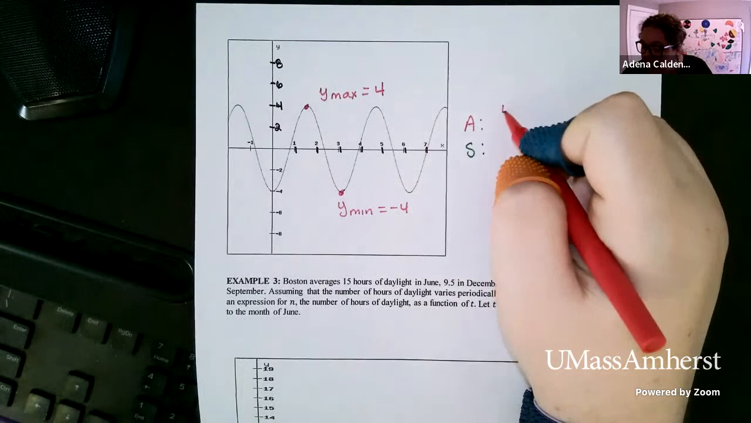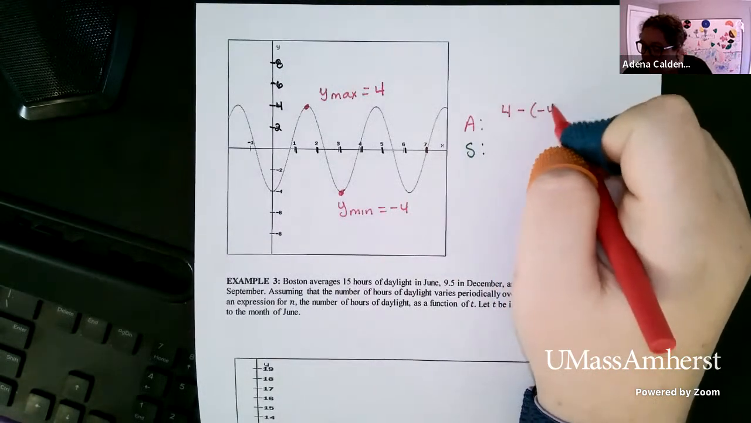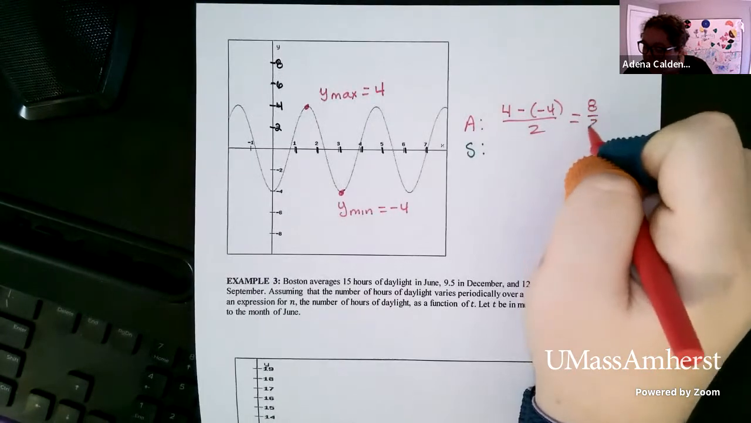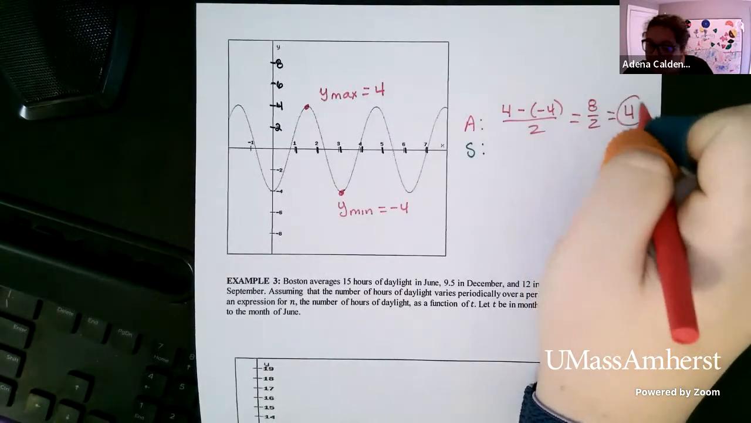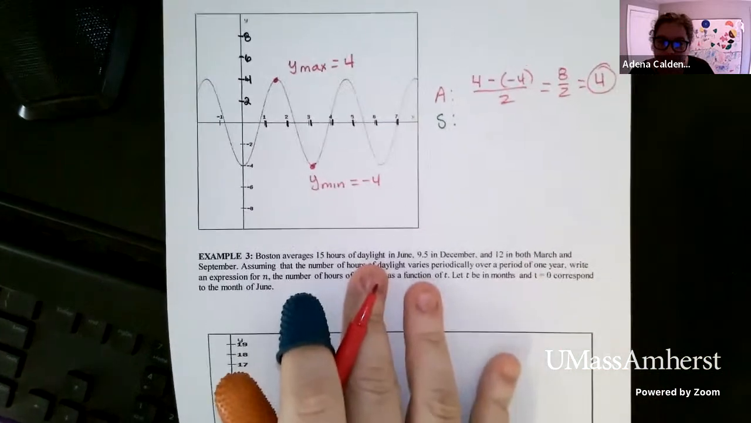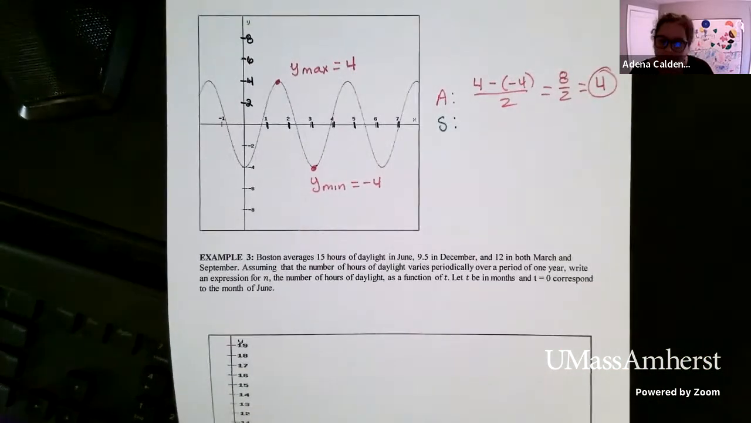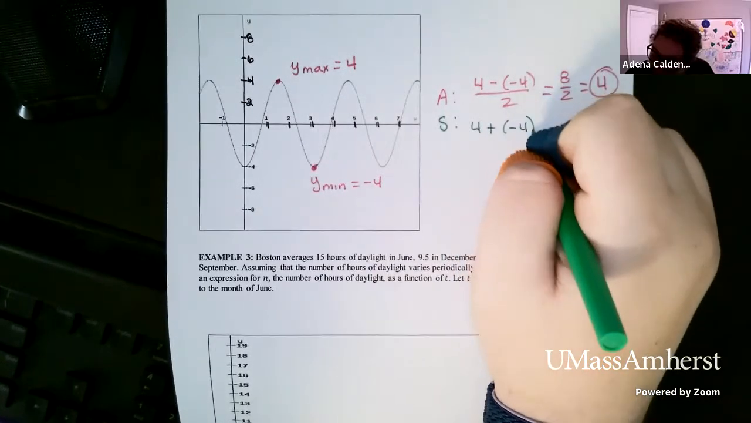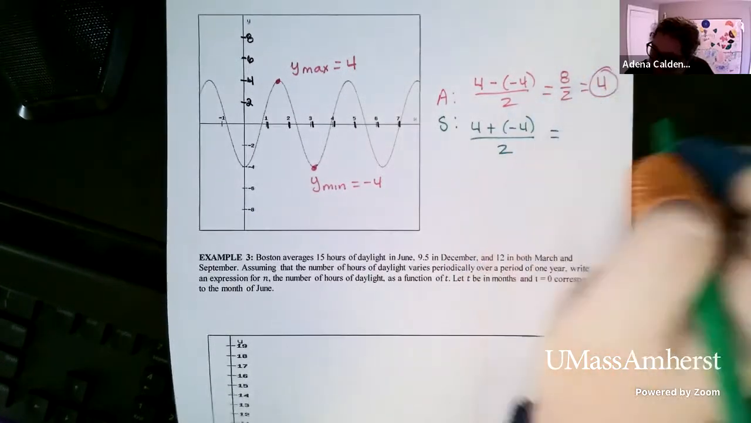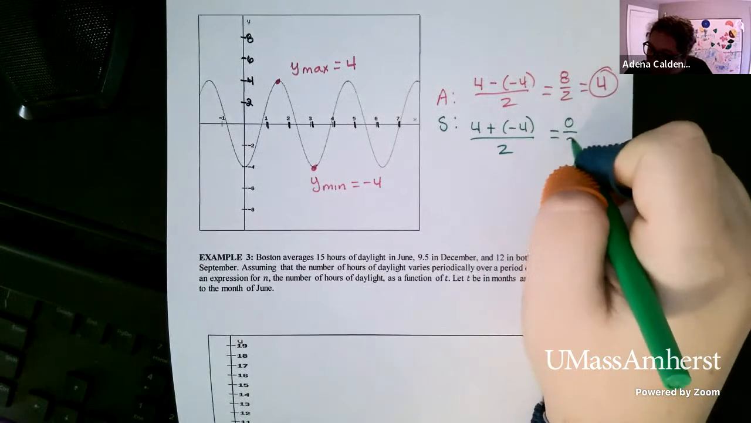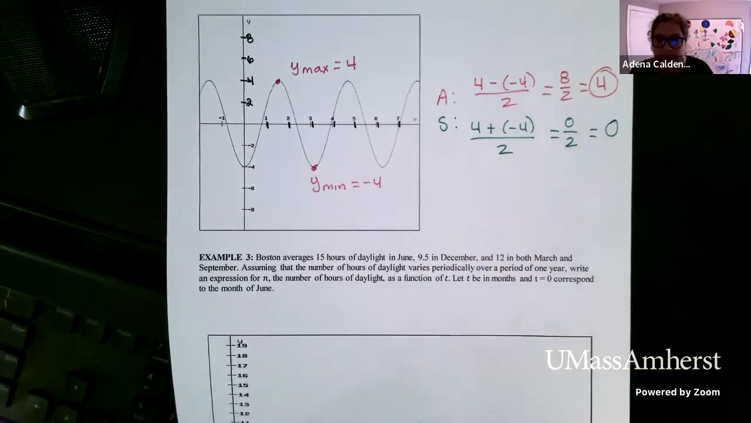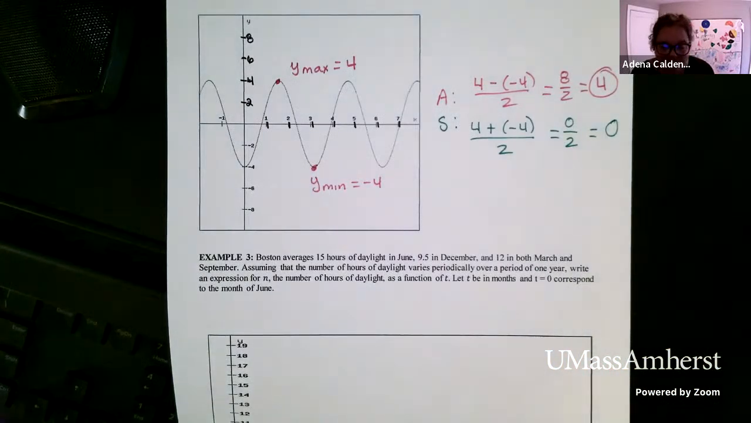So for our amplitude, we have 4 minus -4 divided by 2, which is 8/2, which gives me an amplitude of 4. And then for our shift, we're going to do 4 plus -4 divided by 2, which is 0 divided by 2. 0 divided by anything that's not 0 is just 0. So we have a good start on this.